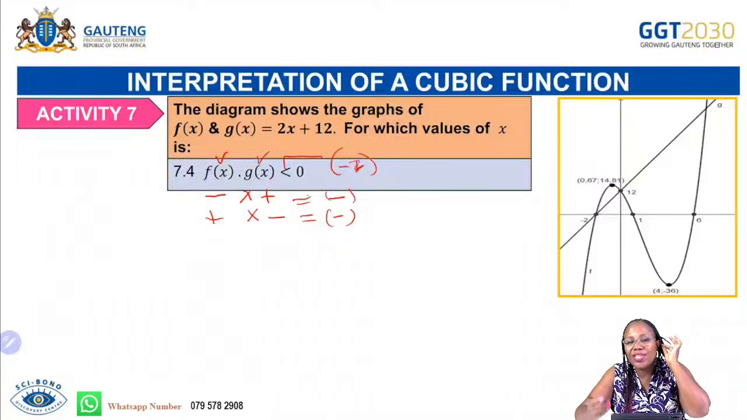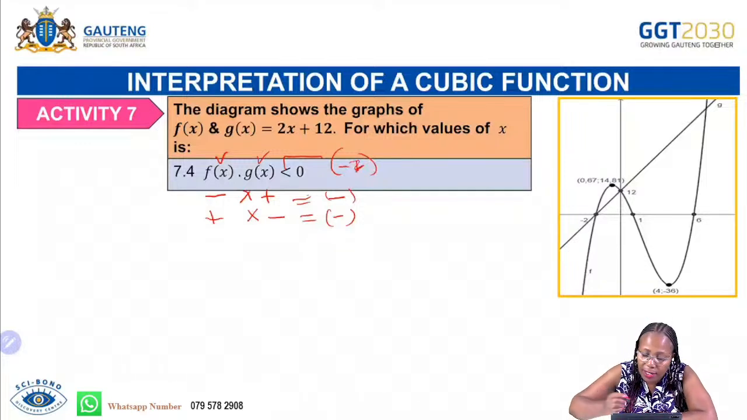So now we need to compare the two graphs. Where we are having plus minus on the two graphs, it's where we are having a negative product. Remember, here is positive, and this is, sorry, this is negative, it's below. This is negative, also negative here.